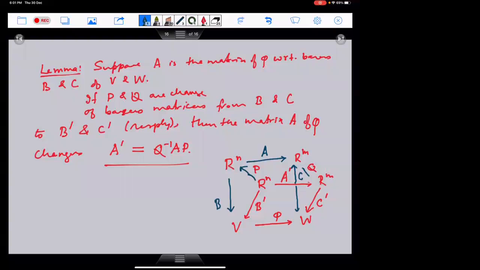This lemma. So is it okay, or do you want me to give a justification of this equality? Is it fine, or should I give a quick justification? Yes, sir, it's fine. Okay, then I'll go ahead.